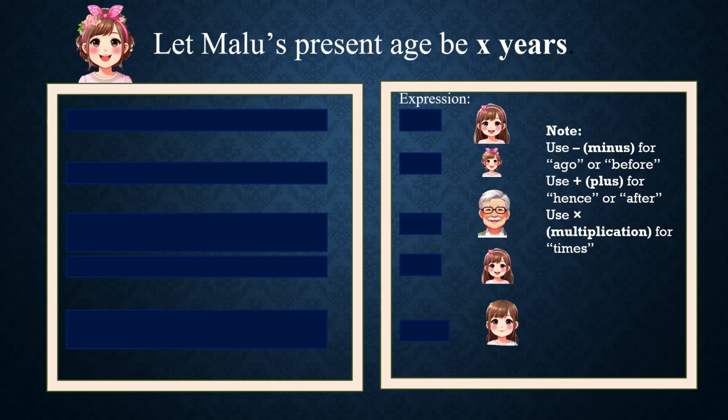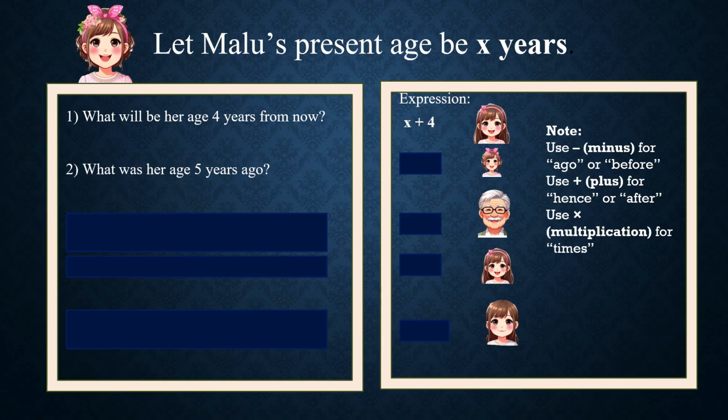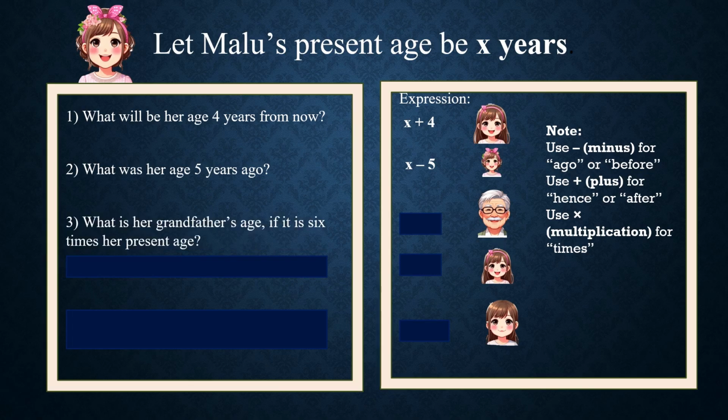Now you have to convert them into algebraic expressions. The first sentence is, what will be her age 4 years from now? x plus 4. That's correct. Next one. What was her age 5 years ago? Ago means minus. So it will be x minus 5. That's right. Third one. What is her grandfather's age if it is 6 times her present age? So it is 6x. That's also correct.